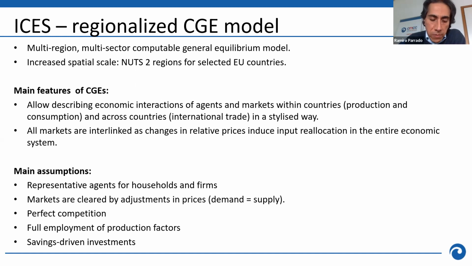the entire economic system. And the main assumption of this kind of framework is that we have to rely on a representative agent for households and for firms. Then markets are cleared by adjustment in prices, meaning that demand will be equal to supply, and the only thing that will change is our prices. And these prices will constitute the feedback mechanism in the general equilibrium. We are also assuming perfect competition and the full employment of production factors, and there are savings-driven investments.